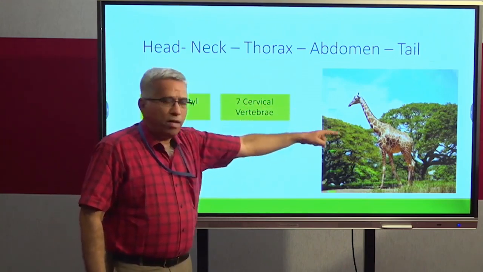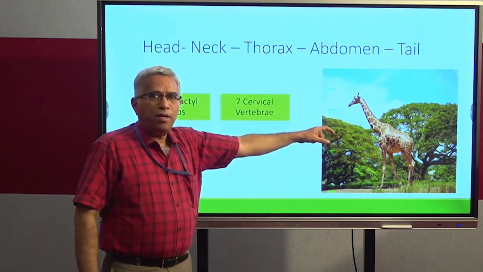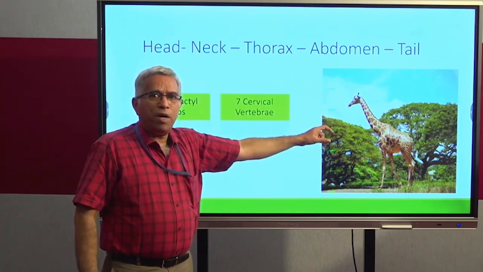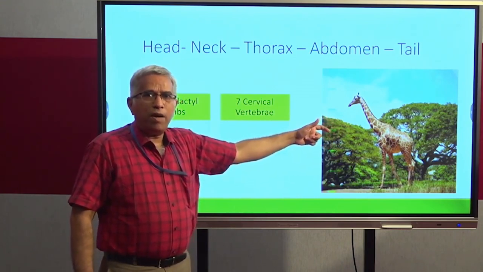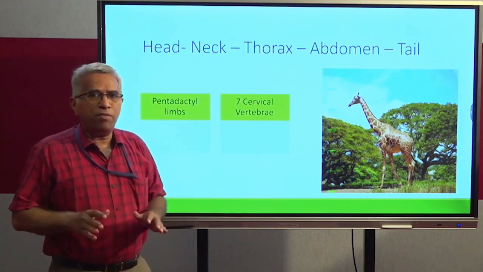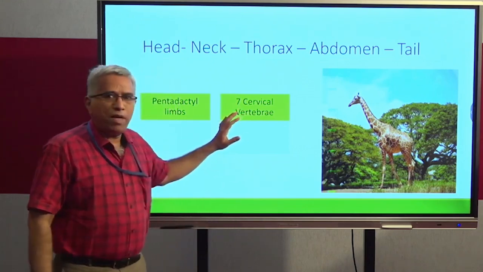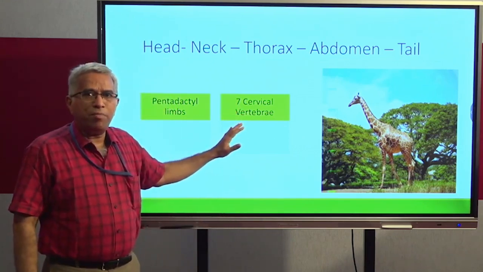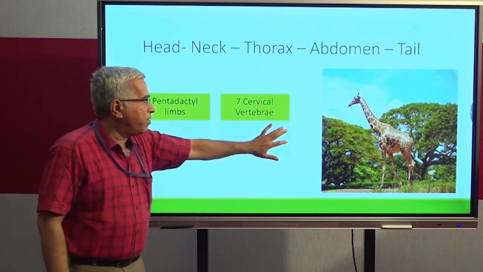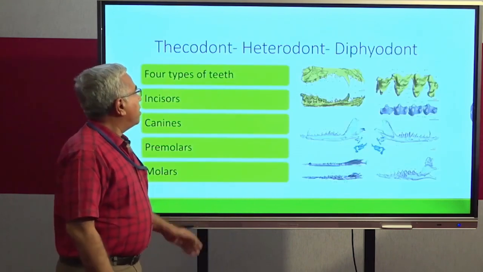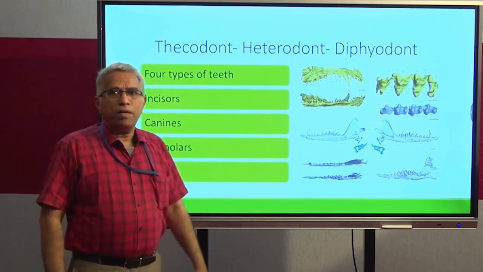It may look longer, but here the length of the cervical vertebra may be more when compared to the human being, but the number doesn't vary. So here the number of cervical vertebra in case of the majority of mammals, as a thumb rule, is 7. And coming to the dentition.